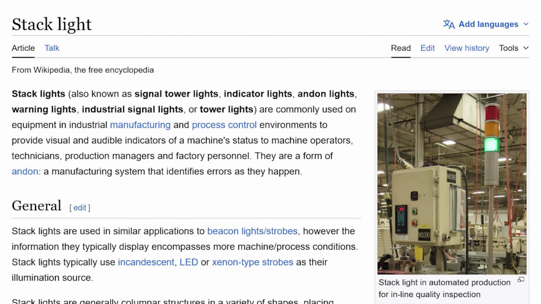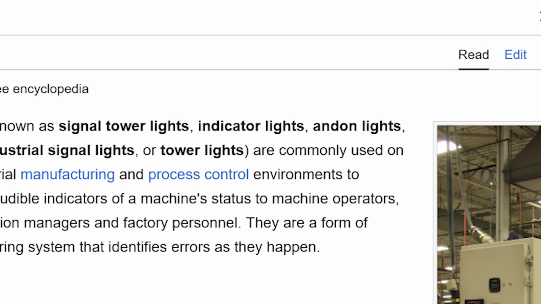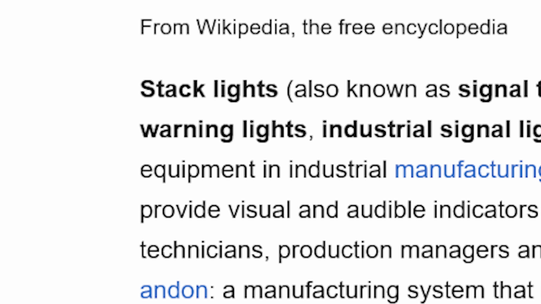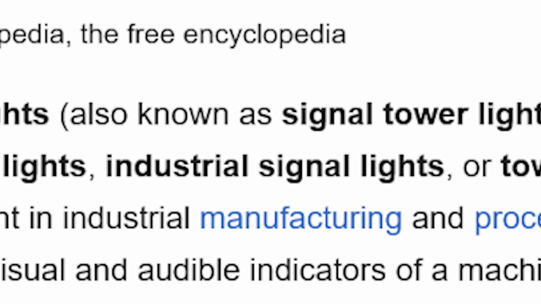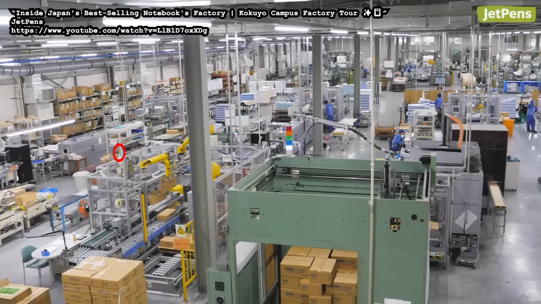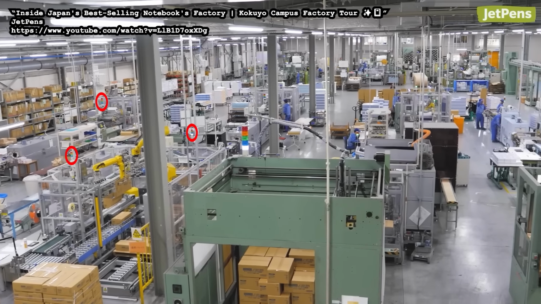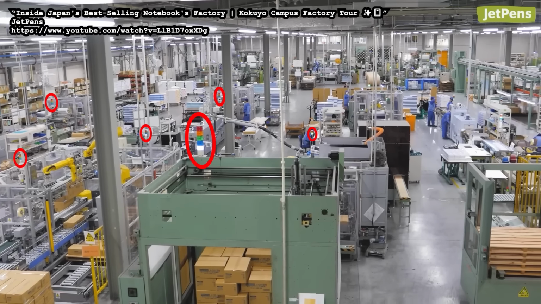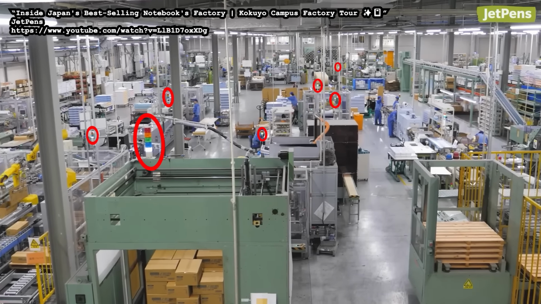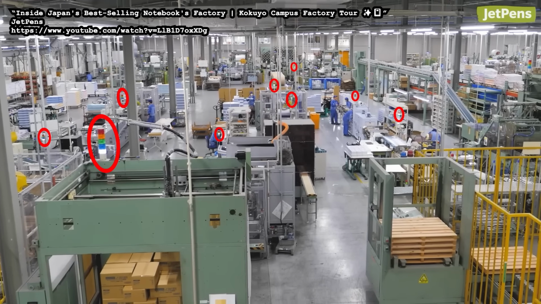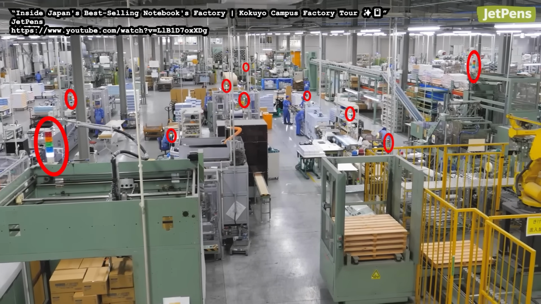This is a stack light, also known as a signal tower light, indicator light, andon light, warning light, industrial signal light, or tower light. They're used on industrial equipment to signal operational state over large and loud factory floors. Things like, everything A-OK, or my chip bin is full, or I might be on fire.